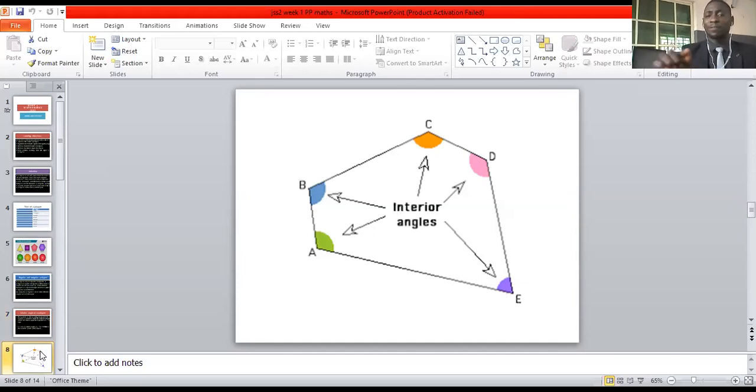1, 2, 3, 4, 5. So the number of angles there, looking at the color: 1, 2, 3, 4, 5. So the number of sides also determines the number of what? Interior angles. But look at the color, you can see the angles. They are the angles inside of a what? A polygon. So that's the interior angle.